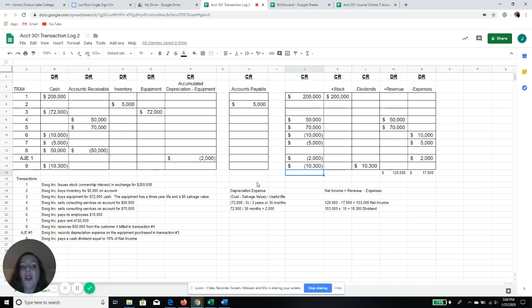We've now entered all of our transactions into the transaction log. The next step will be to create journal entries, which we'll do in the next video.